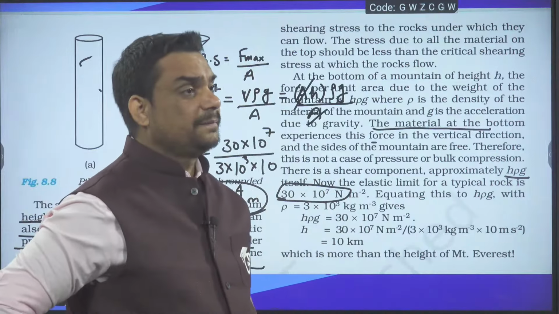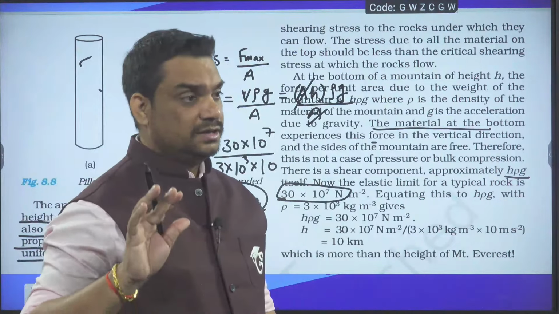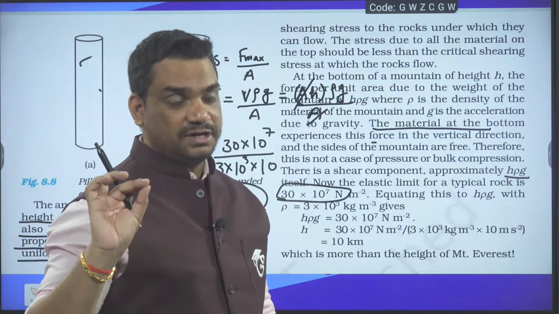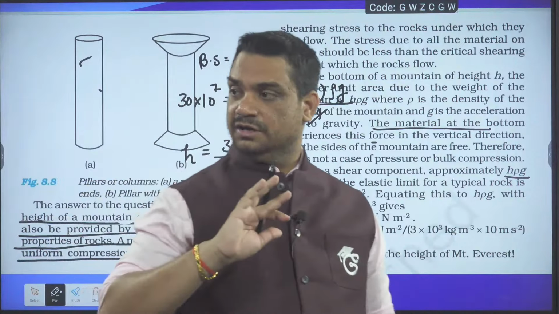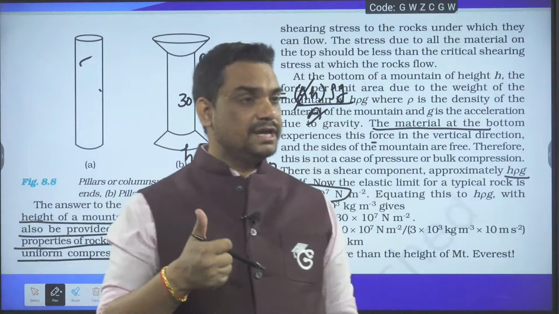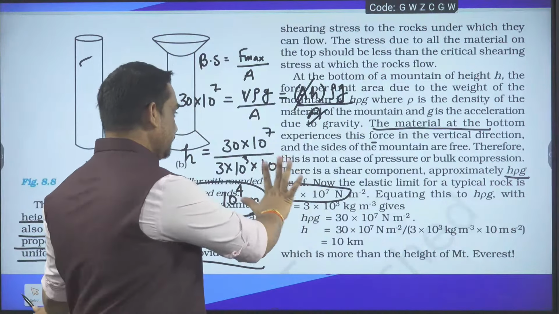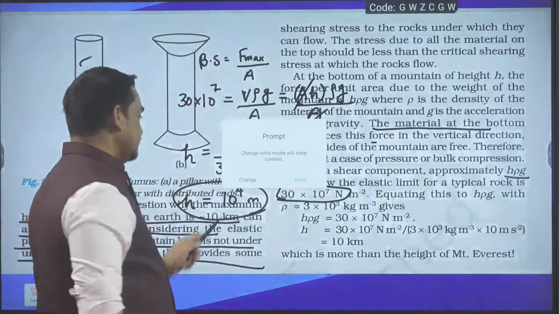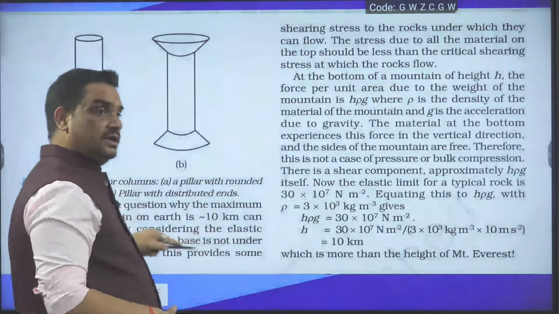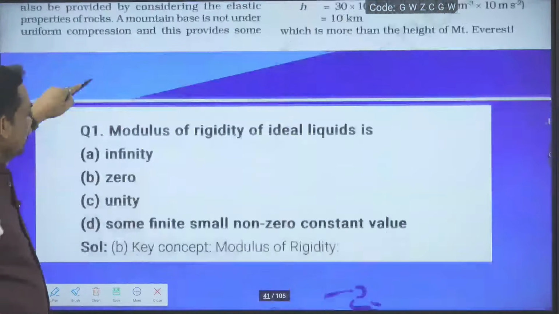Can you remember? Approximately, the maximum height of mountain is this, more than this is not possible. Okay? Clear? This question you have to remember. And this is the question on the breaking stress. We will take some more questions on the breaking stress in the next.